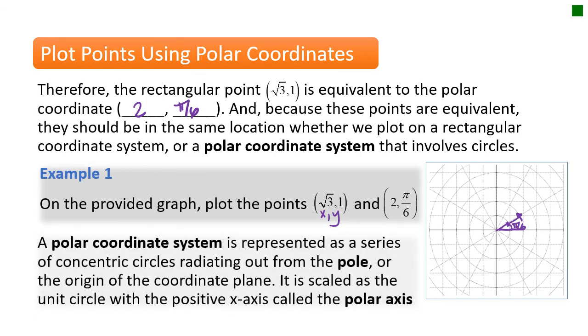So a polar coordinate system is represented as a series of concentric circles radiating out of the pole or the origin of the coordinate plane. It's scaled on the unit circle with the positive x-axis called the polar x-axis. So again, if this is our unit circle, that would be 1 unit for the radius, and then there's 2 units when you get to that second circle. So it's kind of how far out to go.